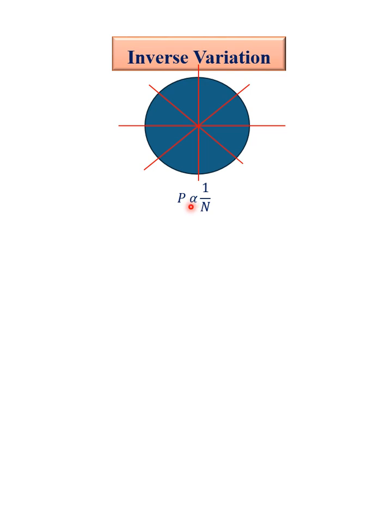So we are going to change this proportionality sign to equal to. And once we do that, we introduce a constant k, so that P is equal to k all over N. It is only when this constant is there that this equation becomes valid. That is the idea of inverse variation.